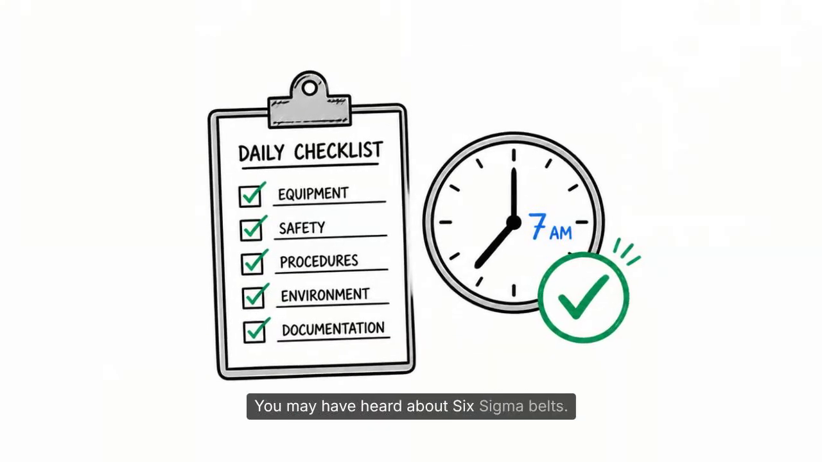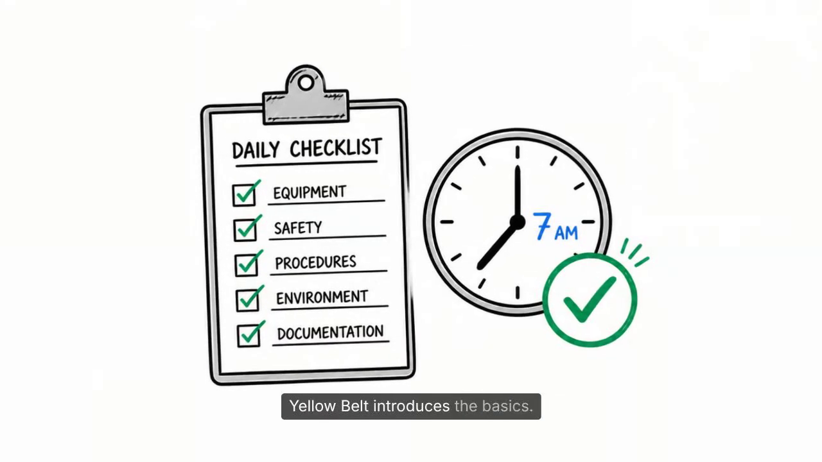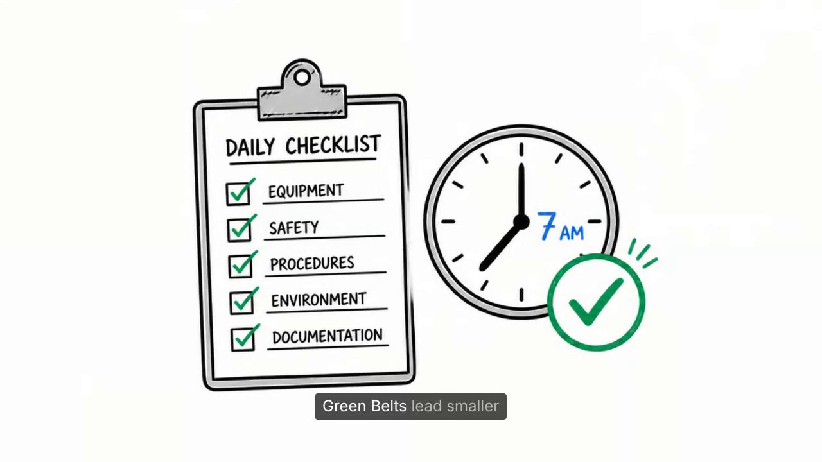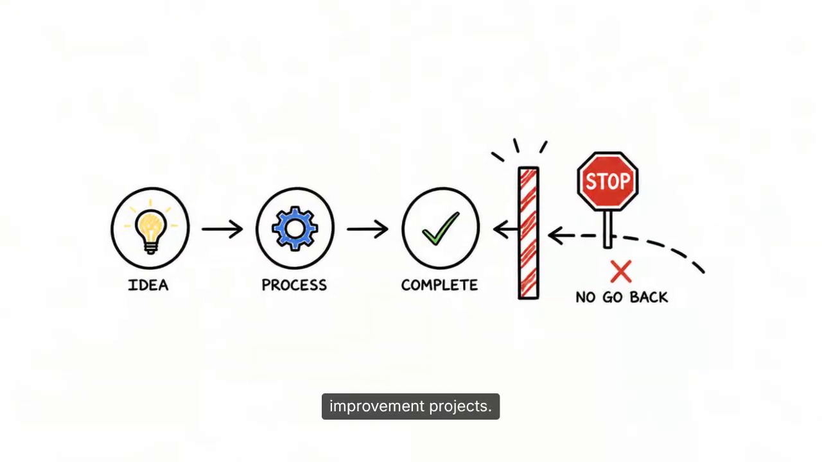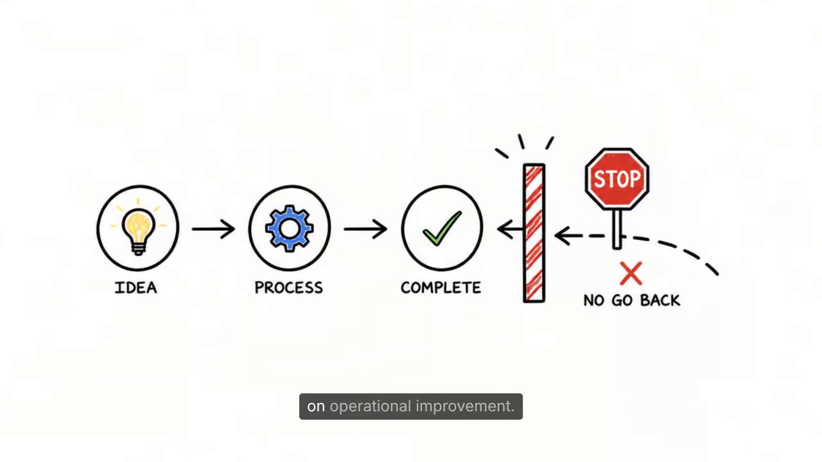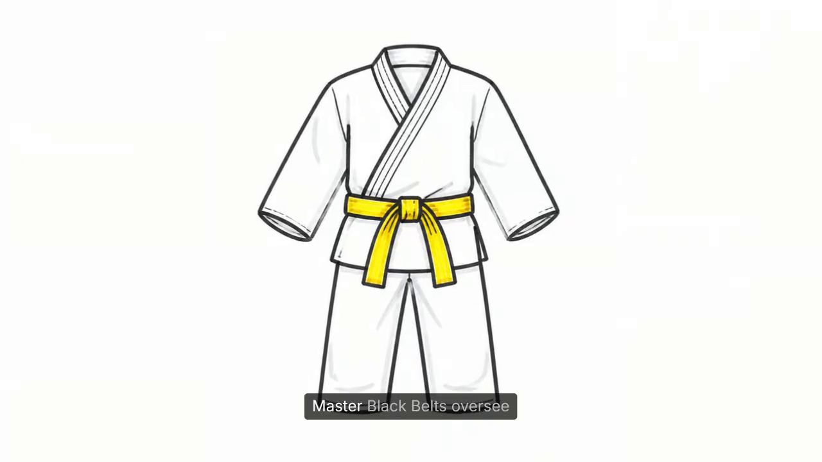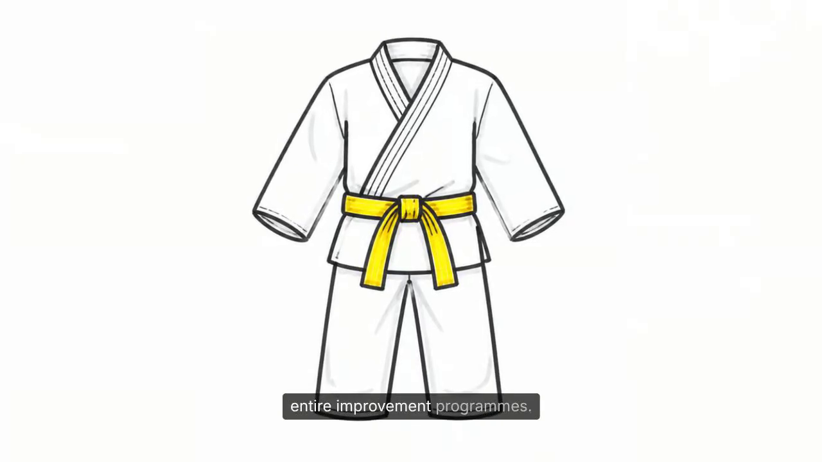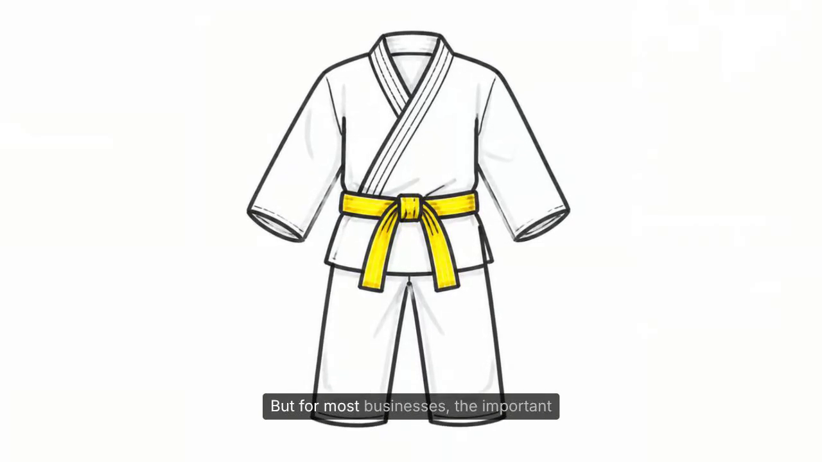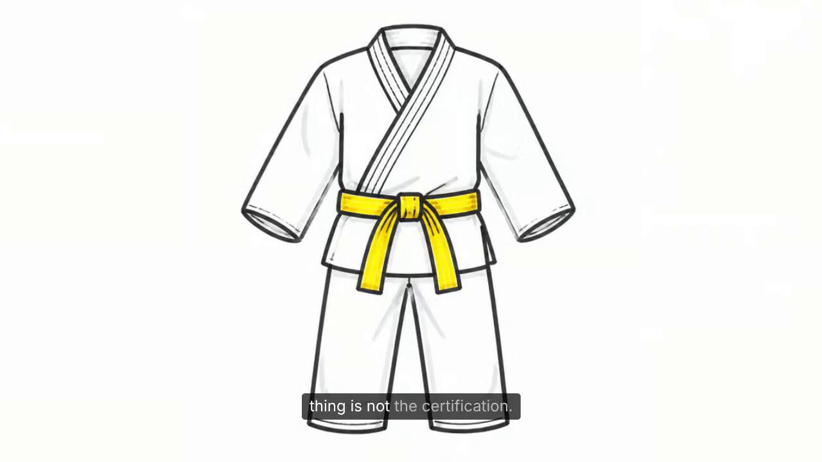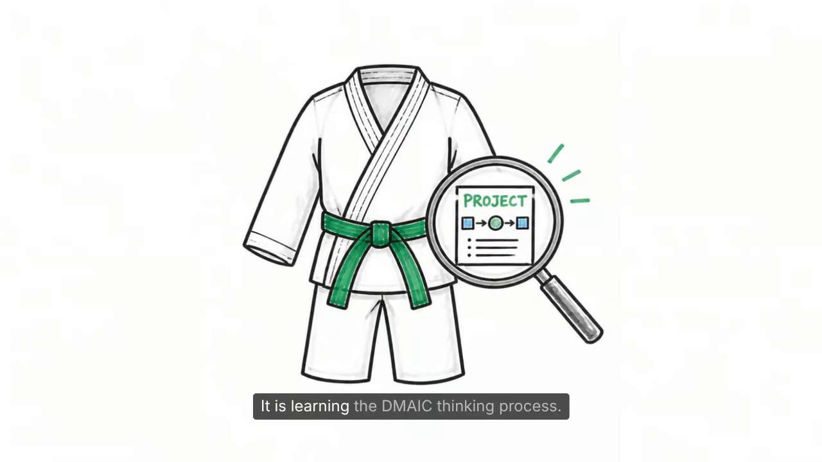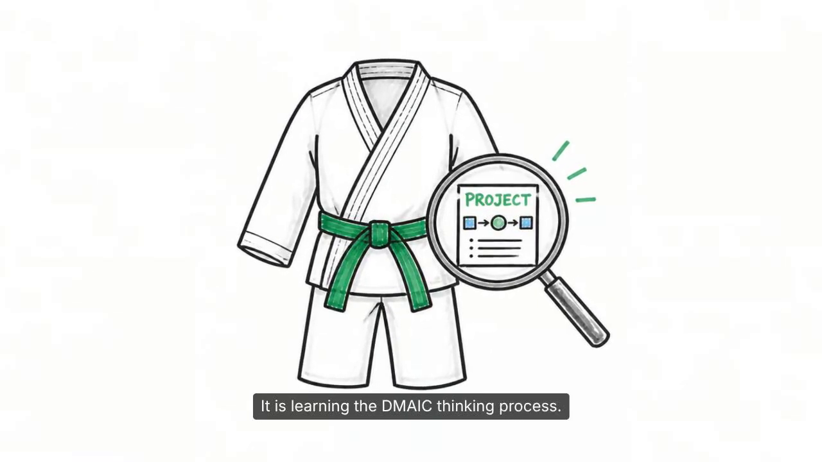You may have heard about Six Sigma belts. Yellow belt introduces the basics. Green belts lead smaller improvement projects. Black belts focus full-time on operational improvement. Master black belts oversee entire improvement programs. But for most businesses, the important thing is not the certification. It is learning the DMAIC thinking process.